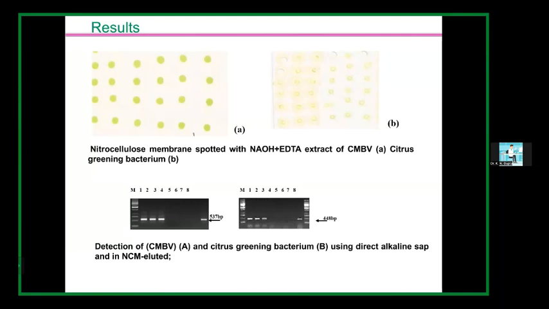So this is the blot on nitrocellulose membrane, which is isolated from the NaOH EDTA extract of CMBV and citrus greening bacteria. This is the electrophoresis detection of CMBV and citrus greening bacterium using the direct alkaline method and NCM eluted membrane. So this DNA was extracted by NCM membrane and then used for direct PCR.